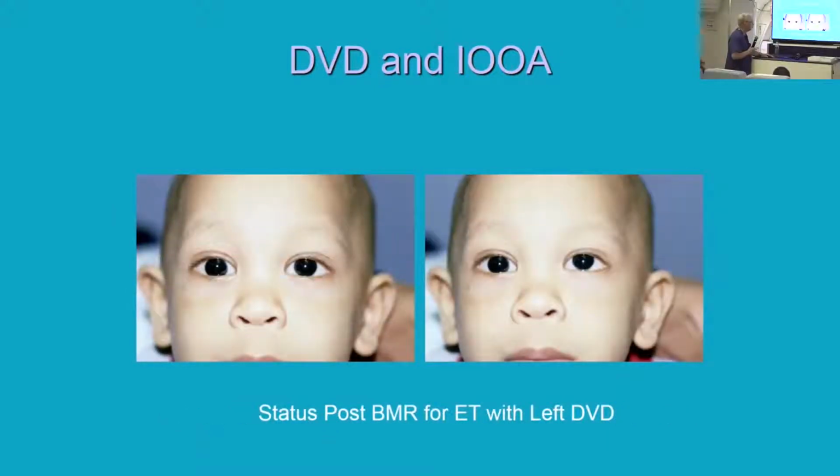And then I showed you earlier a case of DVD and inferior oblique overaction, which here after a BMR for an esotropia was left with a DVD. So it does show you that a lot of these kids that have had surgery for infantile, or what used to be called congenital, esotropia do develop vertical deviations over time.